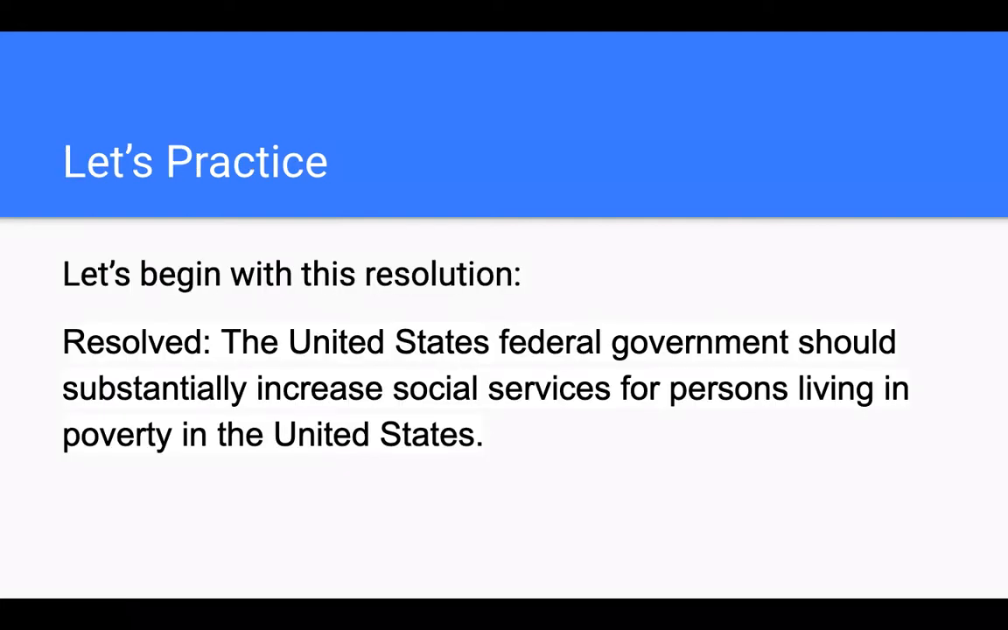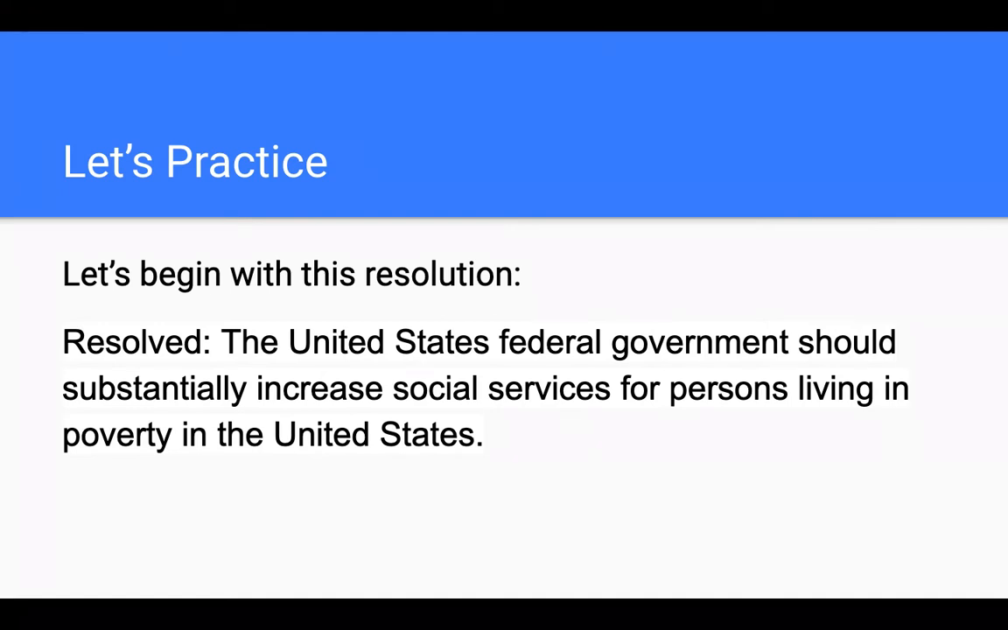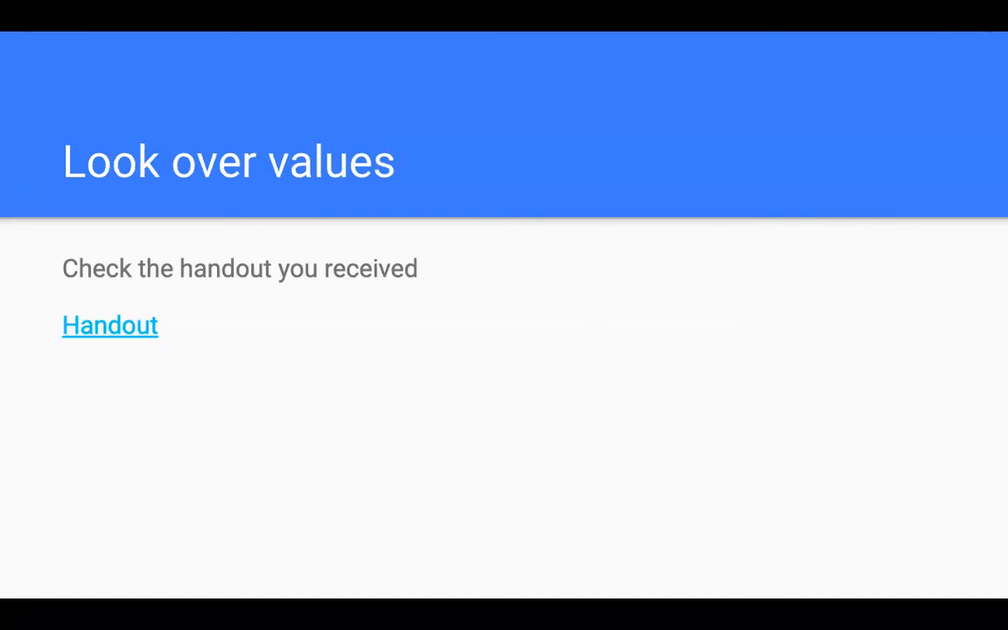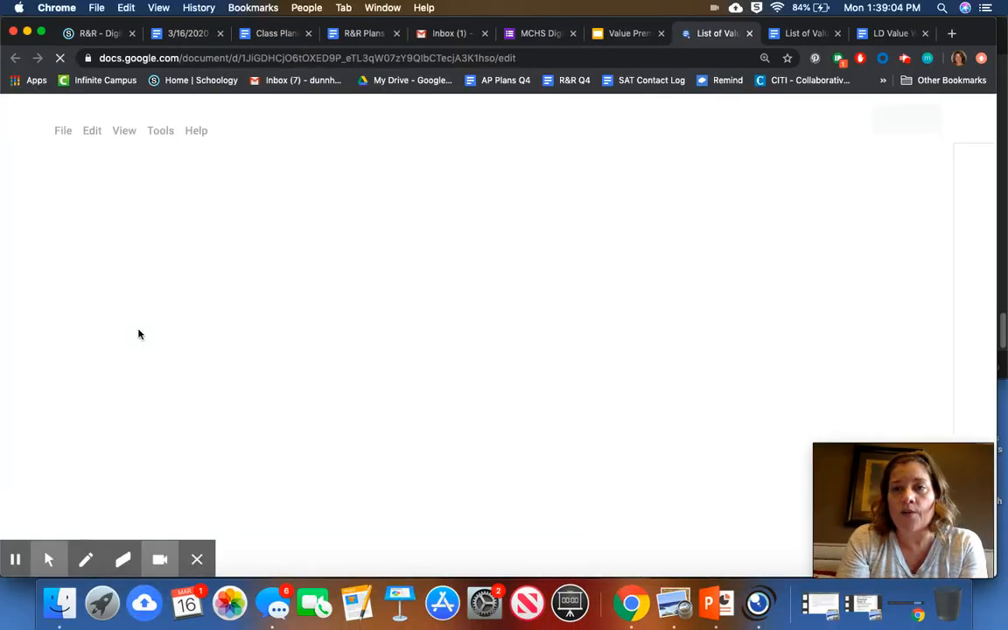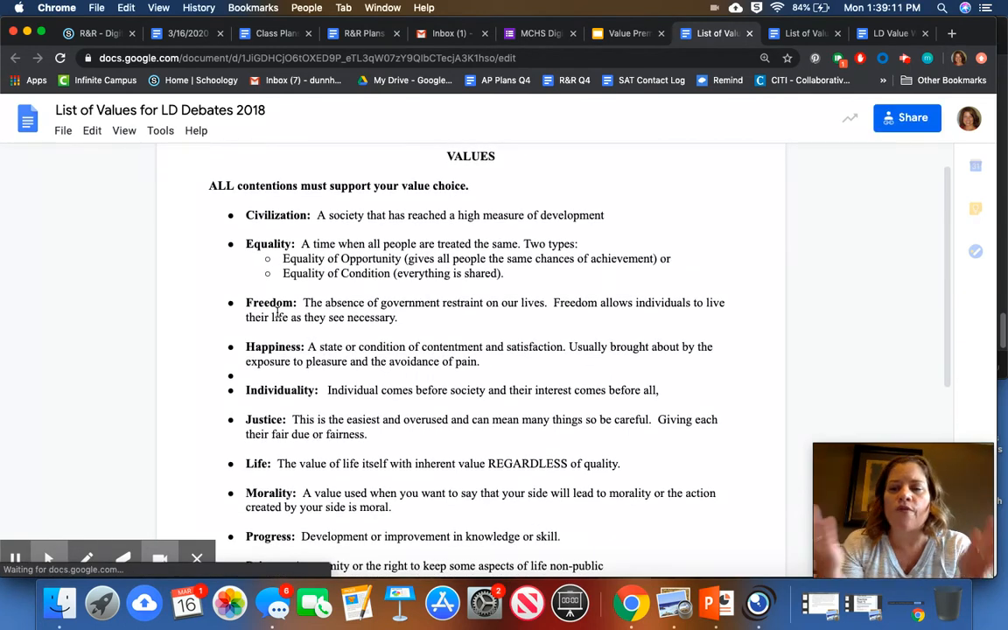So let's take a look at this Lincoln Douglas debate resolution. Here's the resolution: The United States federal government should substantially increase social services for persons living in poverty in the United States. When we think about that, we're going to take a look at that value premise handout that I gave you, and it's in the folder that I gave you. So we're deciding what values maybe support the idea that we increase social services.